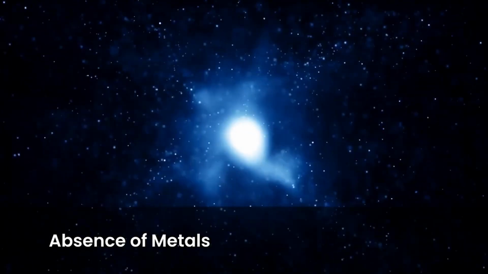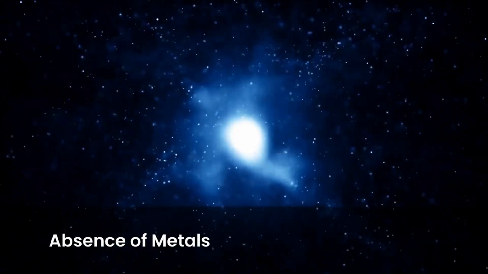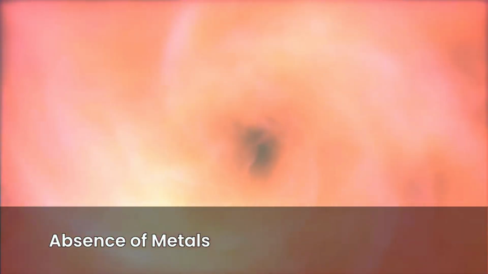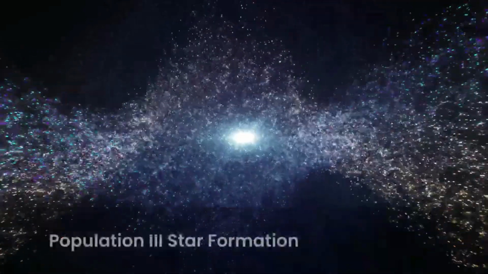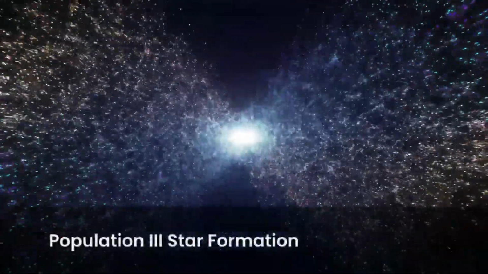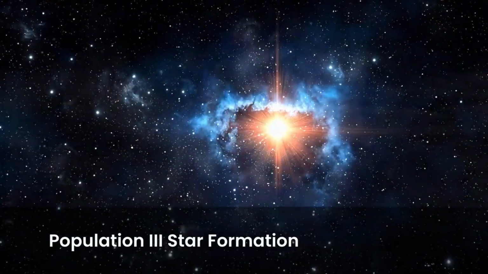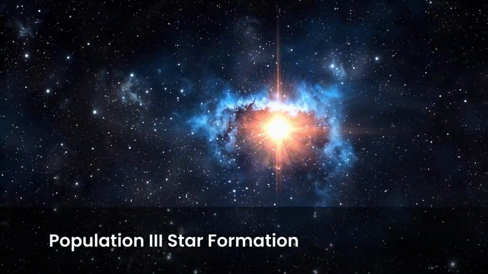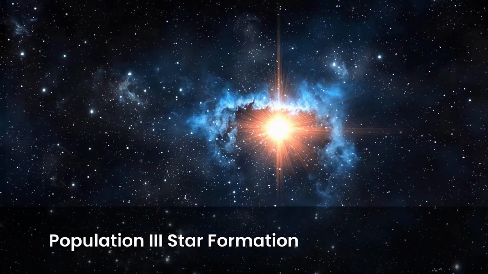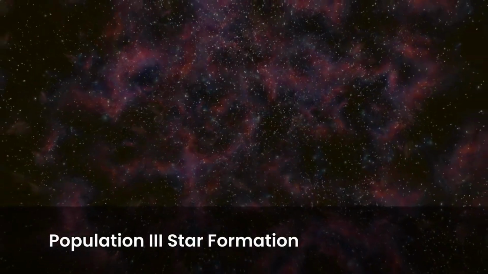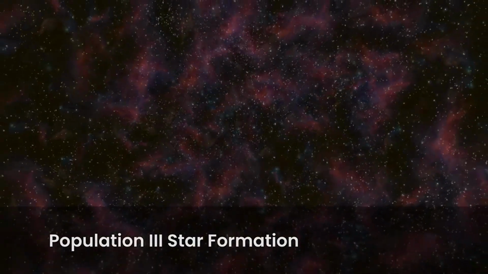Crucially, Population 3 stars lacked heavier elements, often referred to by astronomers as metals. This absence of metals profoundly influenced their characteristics and evolution. The absence of metals in Population 3 stars had a dramatic impact on their formation and properties. Without metals to facilitate radiative cooling, the primordial gas clouds struggled to dissipate heat. This resulted in the formation of significantly larger stars than those we observe today.